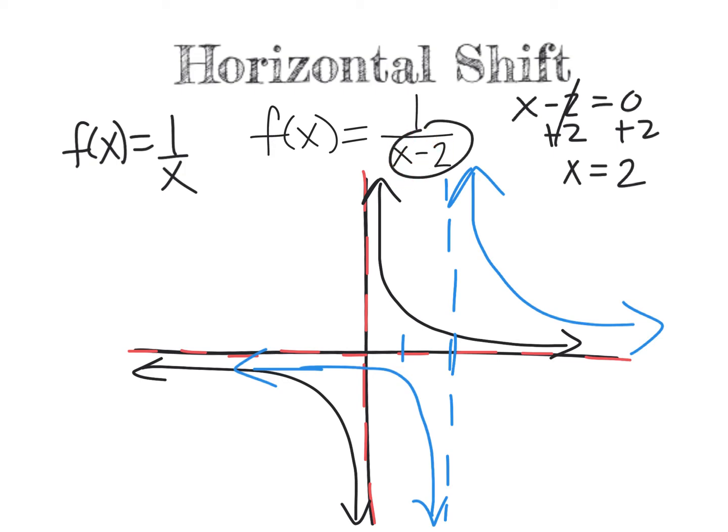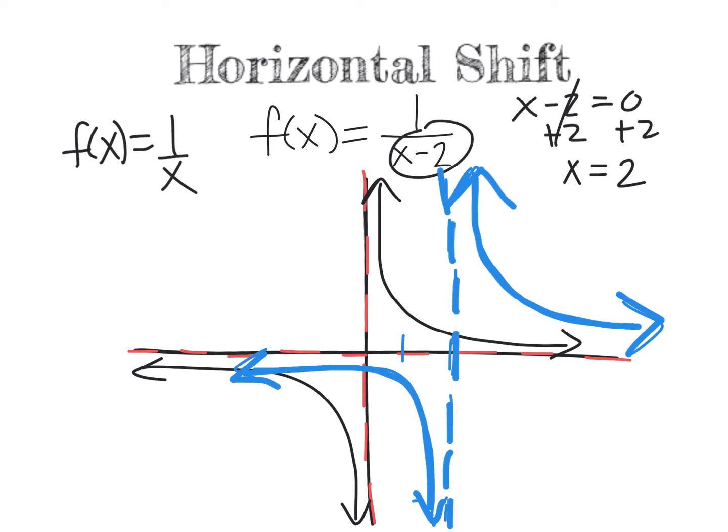So if it says minus 2, it'll mean it'll move it 2 units to the right. If it says plus 2, it'll move it 2 units to the left. Let me see if I can make this graph a little bit thicker to make this easier to see. So our function is being transformed over to the right. Maybe that's easier to see how it's shifting over. Okay?